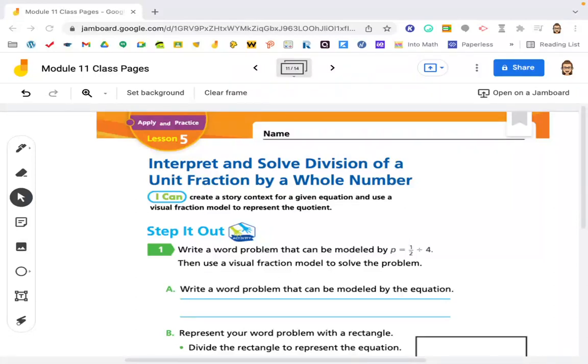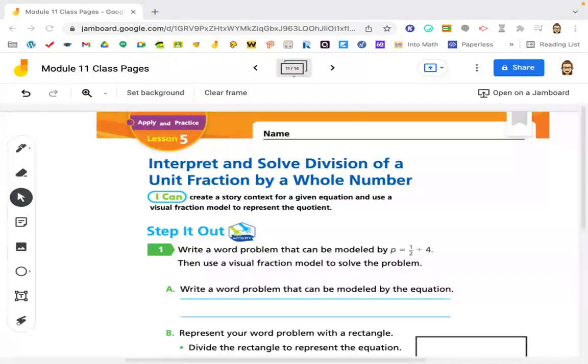Hello, my mathematicians. Today we are looking at Module 11, Lesson 5. It's all about interpreting and solving division of a unit fraction by a whole number. Hopefully, by the end of this lesson, you'll be able to create a story context for a given equation and use a visual fraction model to represent the quotient.